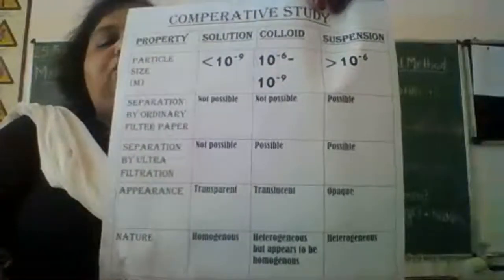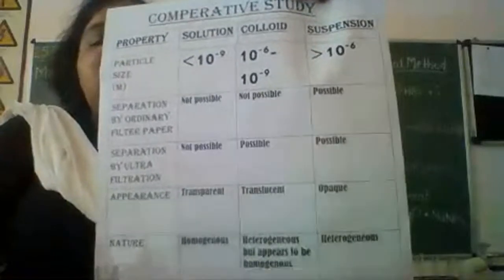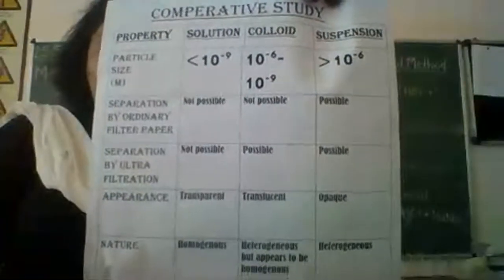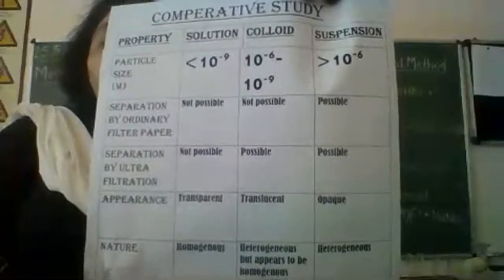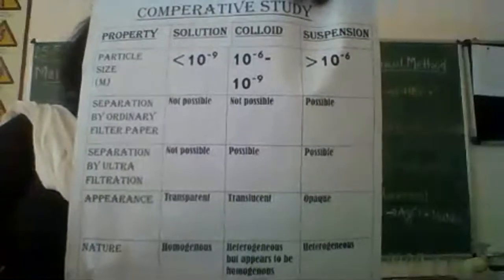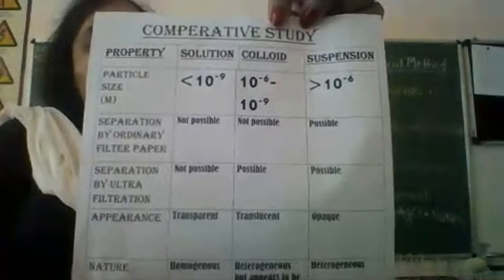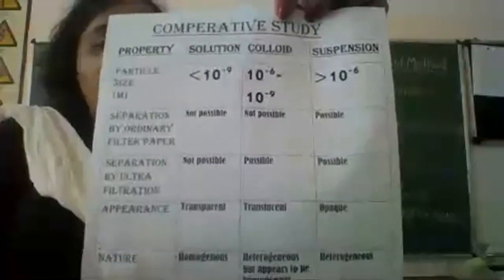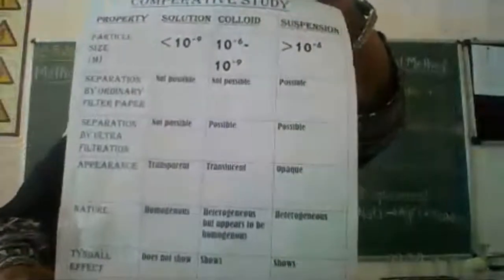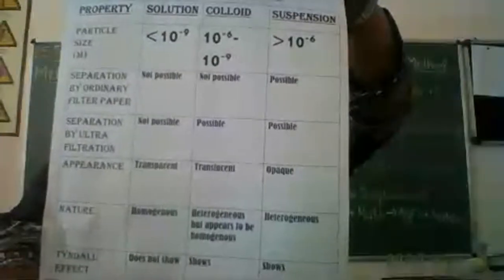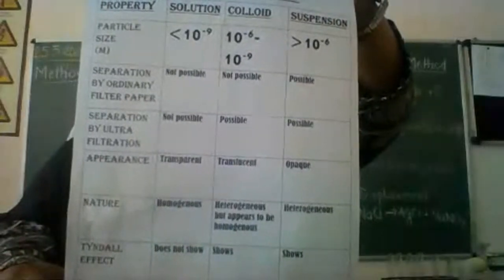A special kind of filter paper is there that is exactly like a semi-permeable membrane, right? The pore size is selectively sized. So with the help of ultrafiltration, the components of the solution cannot be filtered out, but both the colloid and the suspension can be filtered out. By nature, the solution is homogeneous. The colloid is heterogeneous but appears to be homogeneous, and the suspension is heterogeneous, right?